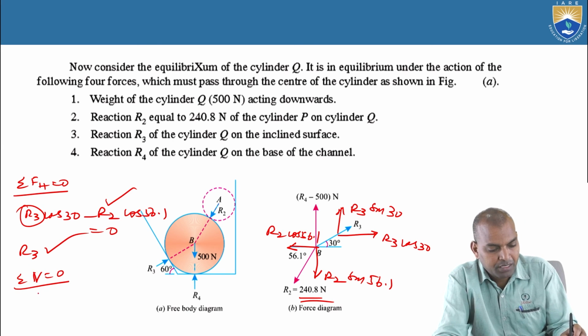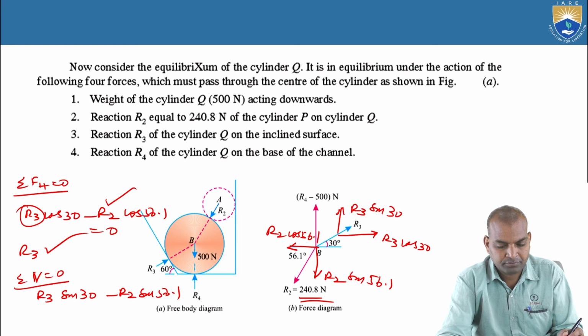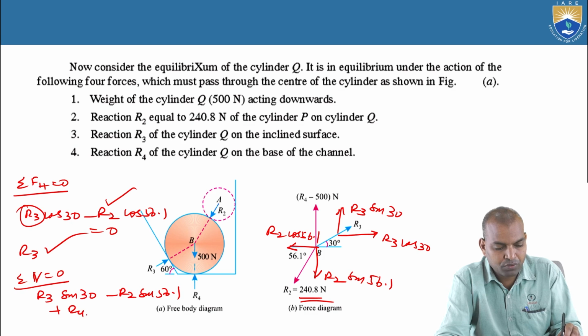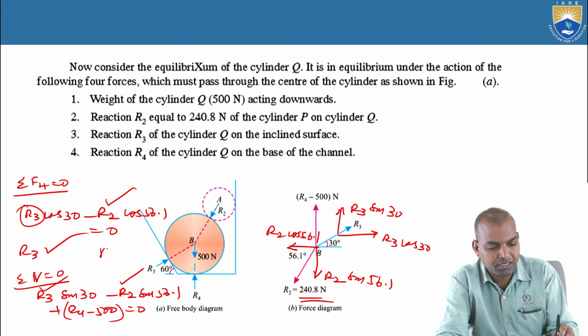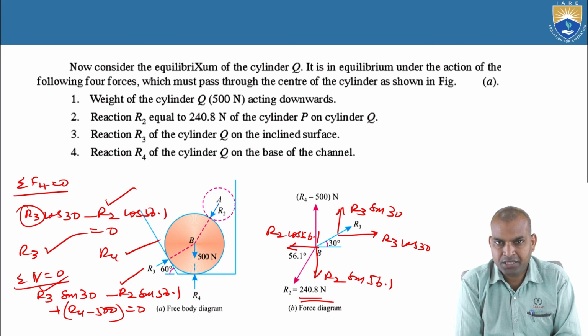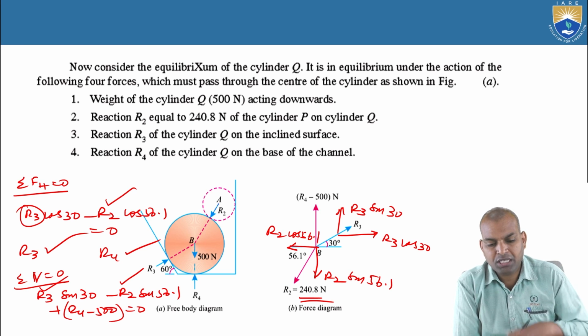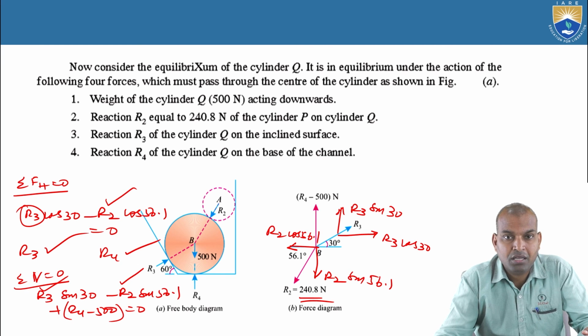What is sigma v? That is R3 sin 30 minus R2 sin 56.1 plus R4 minus 500. We know R2, we know R3. Substitute here, then R4 can be calculated. Thus, we can use equilibrium conditions directly, but in this session we mentioned Lami's theorem. So, these are the applications of equilibrium conditions in order to find out the reactions where the cylinder is in contact with the surfaces, that means at contact points.